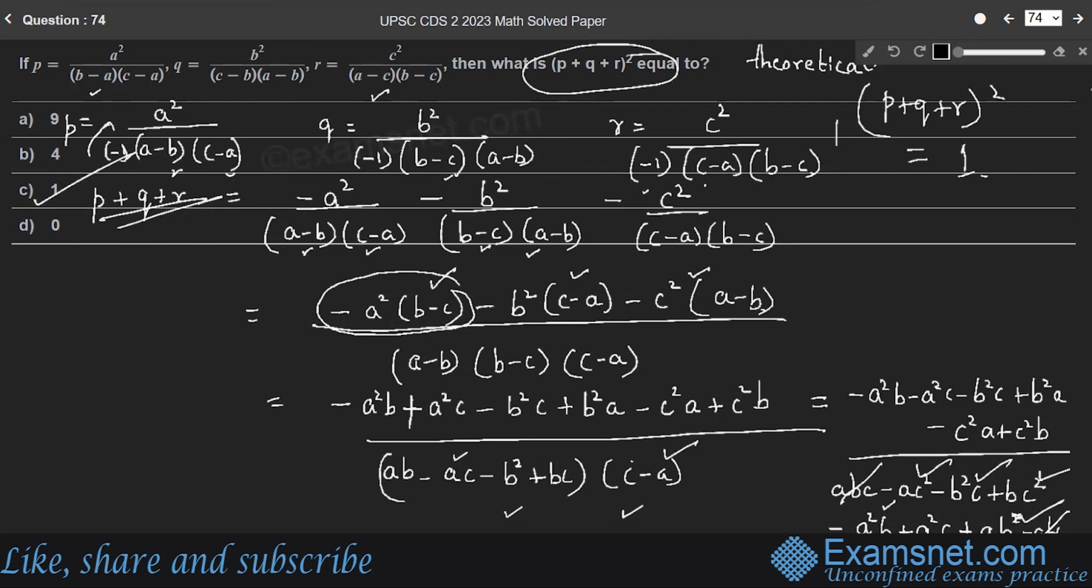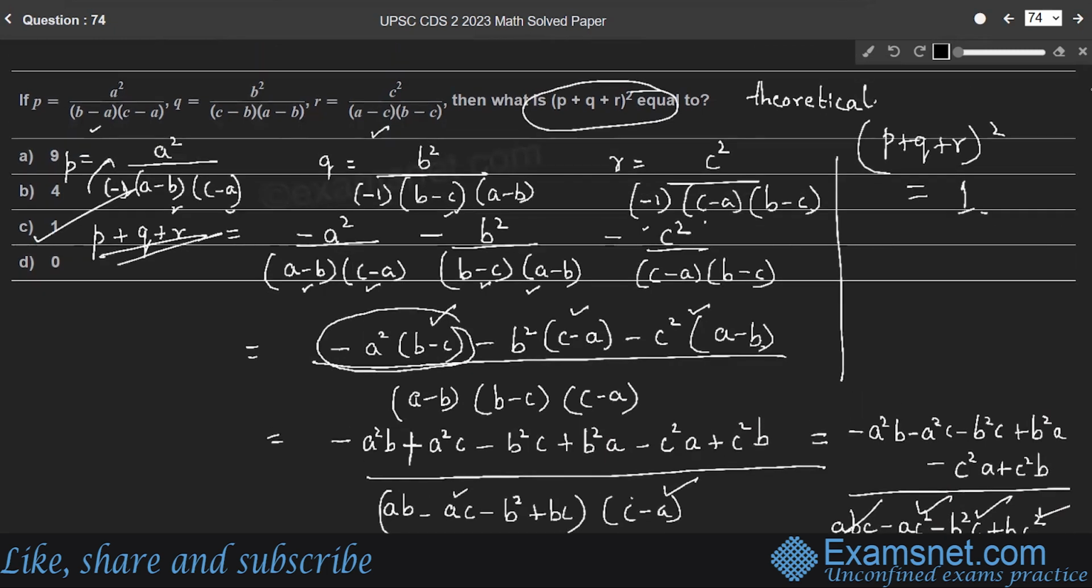So, a bit lengthy process, this one. If you want, you can take values of a, b, c and verify the answer, right? You will get the same answer. Option C is the right answer.